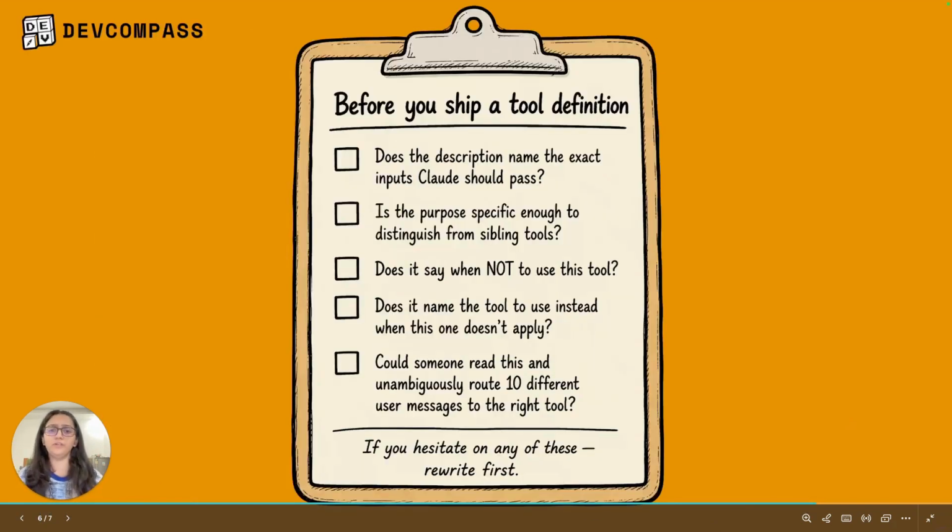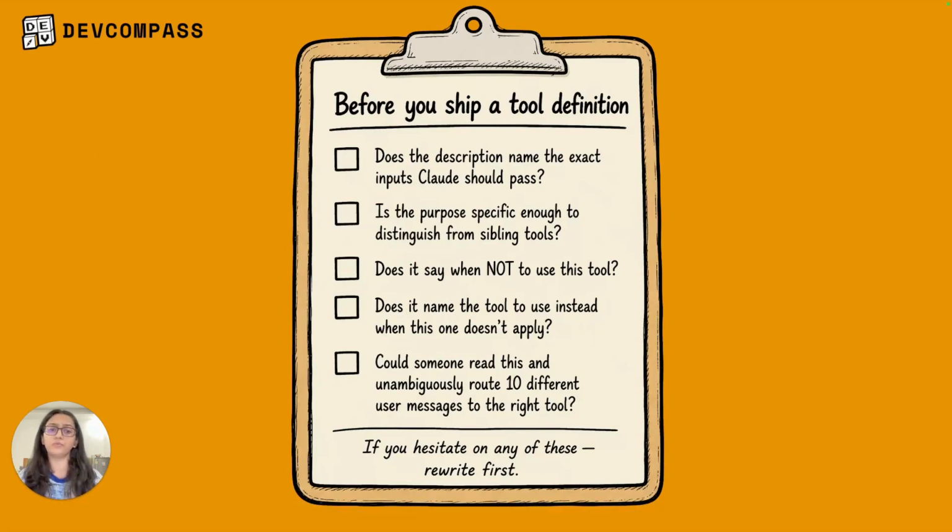Before you ship a tool definition, I think you should run through this checklist. Just save it. Five questions. I would literally read all of it to you because I want you to apply them to every tool you write from this point on. First, does the description name the exact inputs Claude should pass? Not a category of inputs, the specific fields or values. Second, is the purpose specific enough to distinguish it from sibling tools? Could someone read this description and know immediately when to use this tool versus the one next to it?